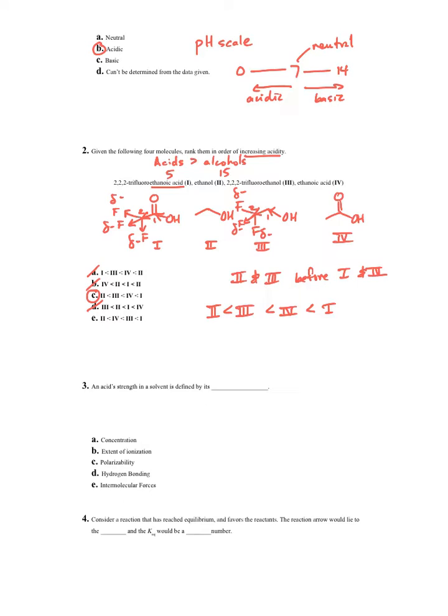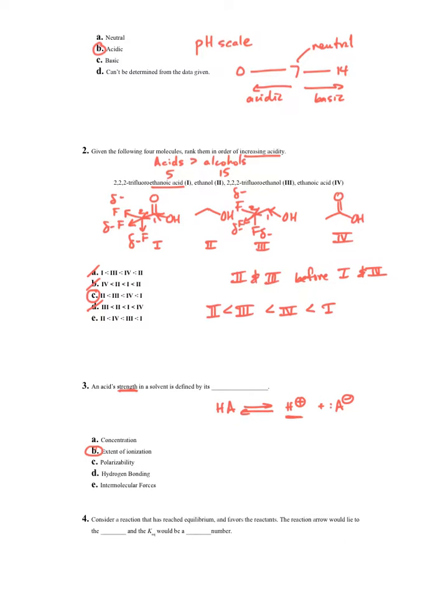Question 3, an acid strength in a solvent is defined by, and this one is the extent of ionization. So consider an acid, HA, and it's ionizing into proton and the conjugate base of that acid, so A minus. So the main thing is the extent of the ionization. It's not due to concentration, so we're talking about strength now, and strength is how much of this is formed, and so that's irrelevant of concentration. It doesn't have anything to do with polarizability, hydrogen bonding, or intermolecular forces.